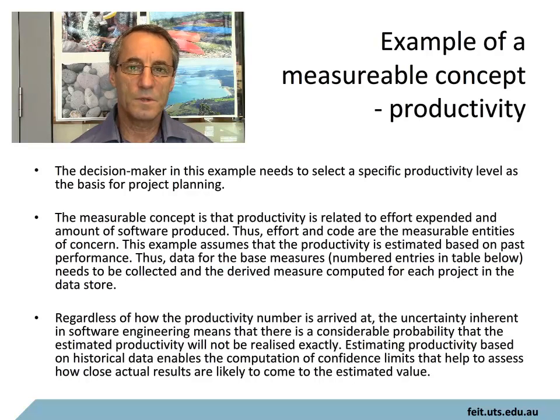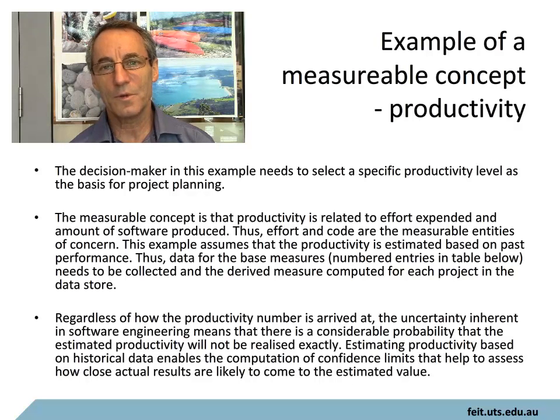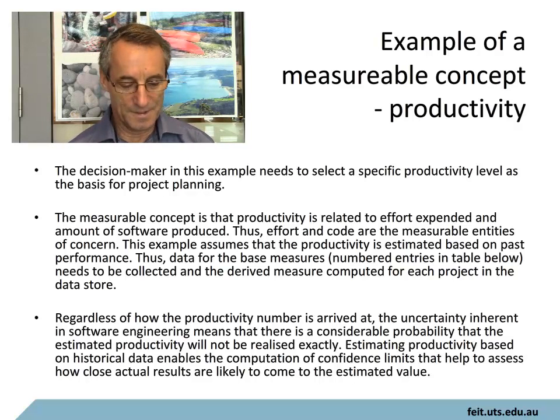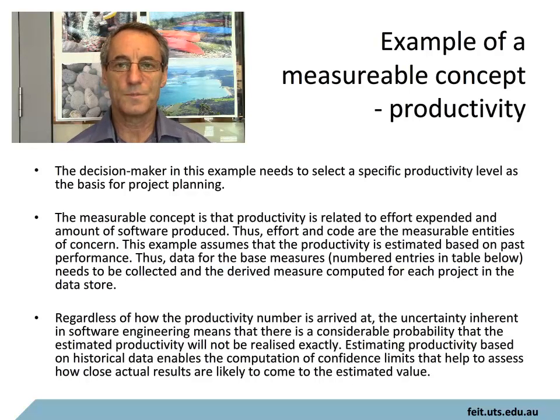The example I'll go through is an example of productivity, because obviously in software development, people are always interested in productivity, since they want to treat everybody like some sort of a factory. But a decision maker in this example needs to select a specific productivity level as a basis for project planning. Now, this is a fairly reasonable thing to do. You can't just throw it out there and say, well, we'll be done when we're done. We have to have some idea of how many people it will take doing which task at which rate of work, and how much work there is in order to get the project finished, and when it is going to finish. So trying to determine productivity is a reasonable thing to do.